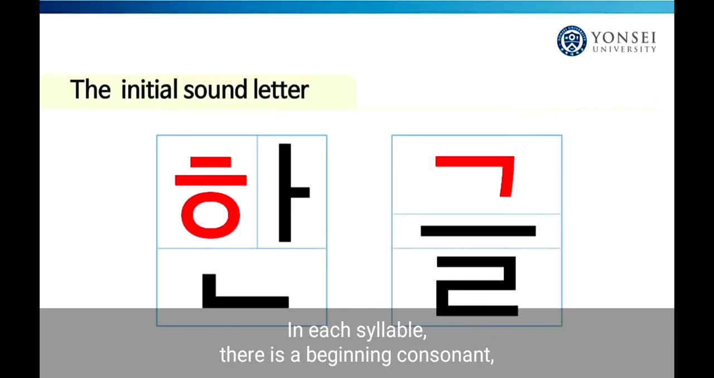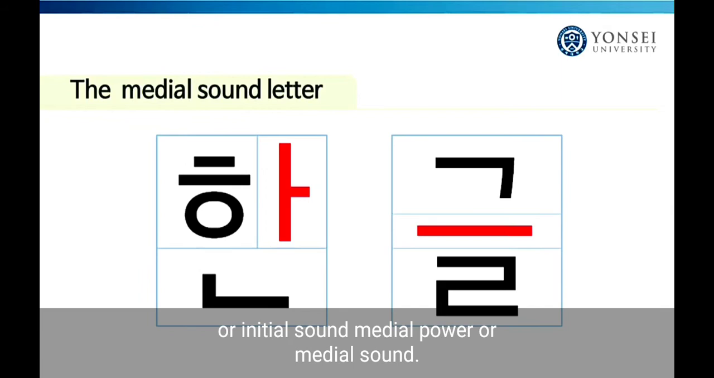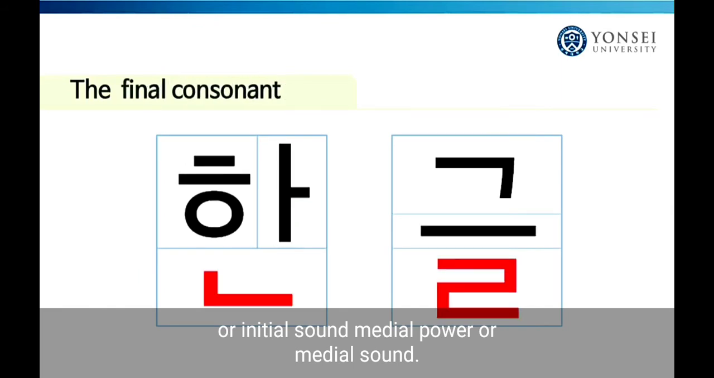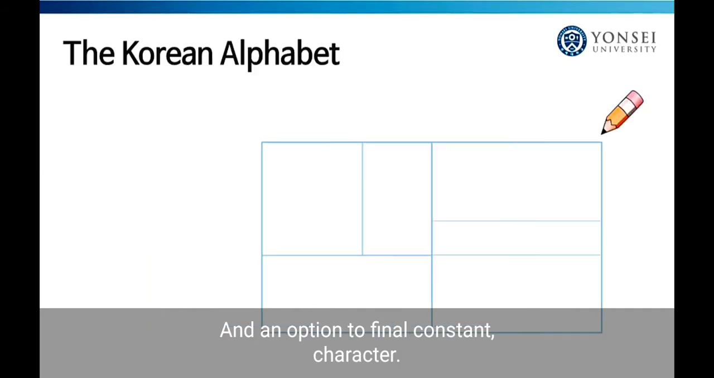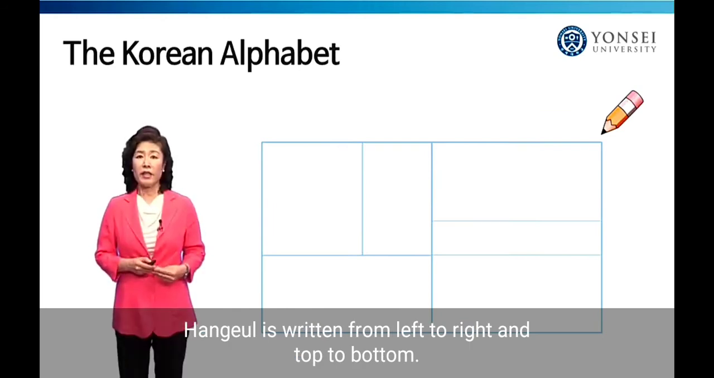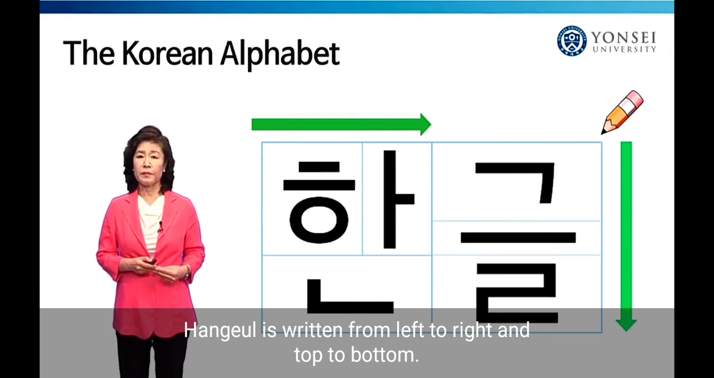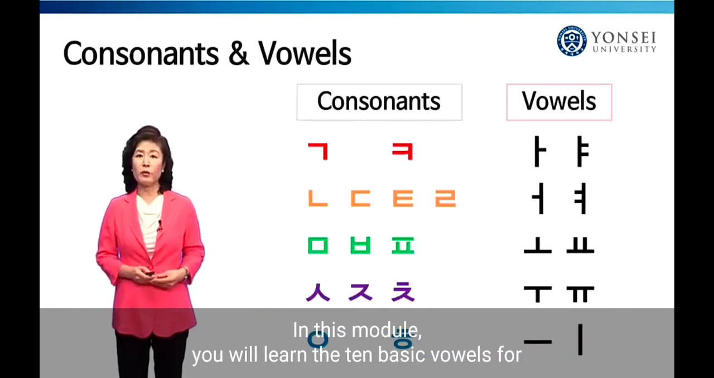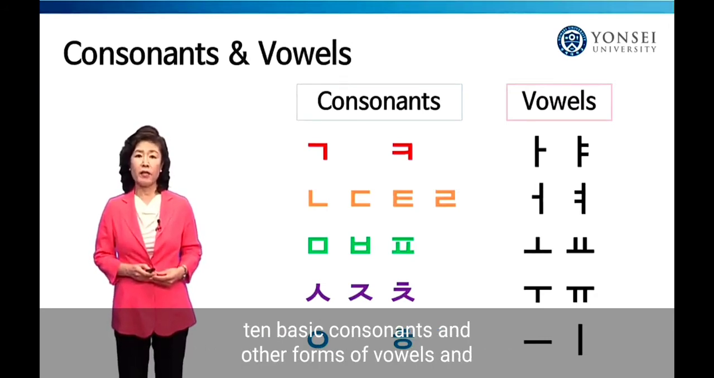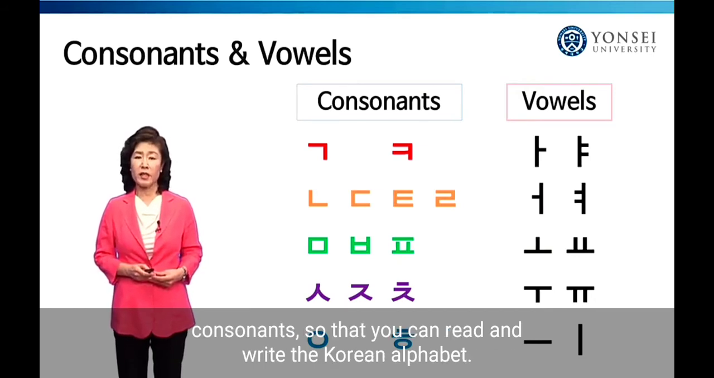In each syllable, there is a beginning consonant or initial sound, a middle vowel or medial sound, and an optional final consonant that forms a character. Hangul is written from left to right and top to bottom. In this module, you will learn the 10 basic vowels, 14 basic consonants, and other forms of vowels and consonants, so that you can read and write the Korean alphabet.